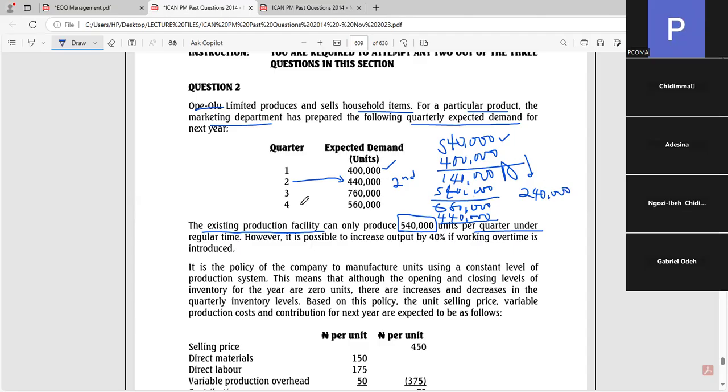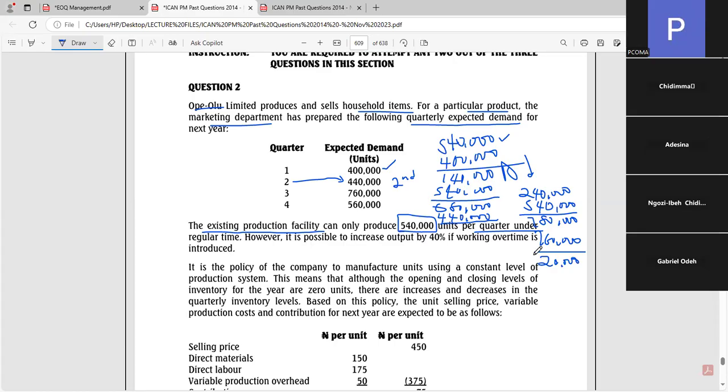Now, in the third quarter, what will this 240 be? It will be an opening stock. In that third quarter, won't you produce again? We will produce 540. That's 240 plus 540. Add it together. 780. What is the demand for the third quarter? It's 760. If you sell 760, what will happen? 20,000 closing stock.